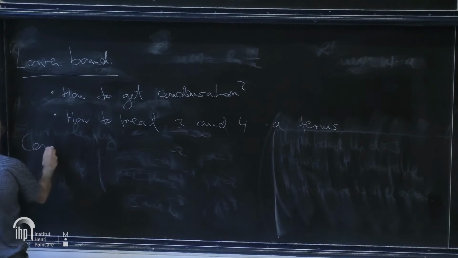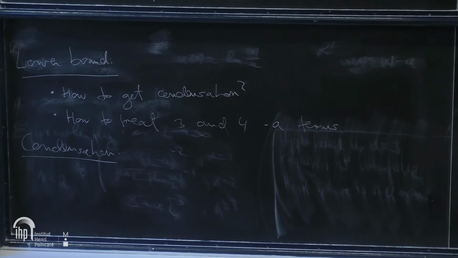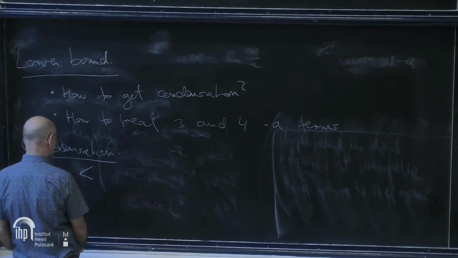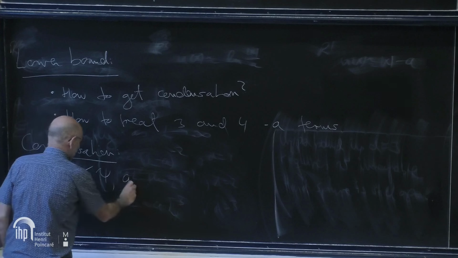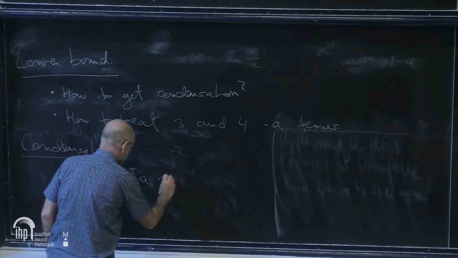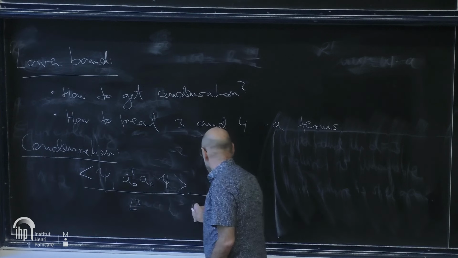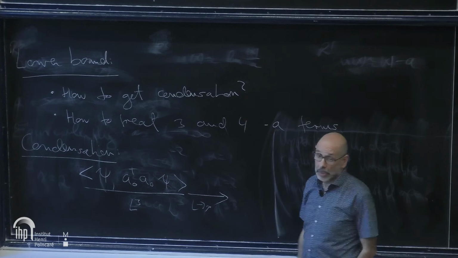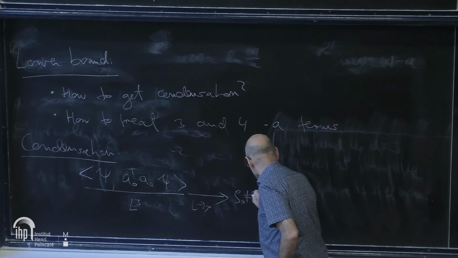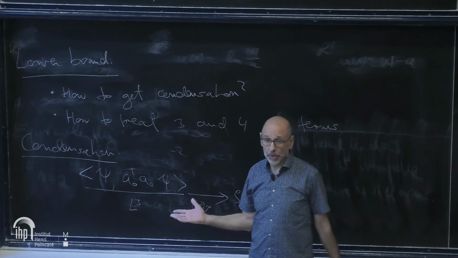But let me just discuss what the problem is. So in general, what we would like to show, what does condensation mean? For us, it means that the expectation value in the ground state of a_0 dagger a_0 divided by L cubed converges as L goes to infinity to some rho naught, which is different from zero. That's what we would like to show, and we don't know how to show that.